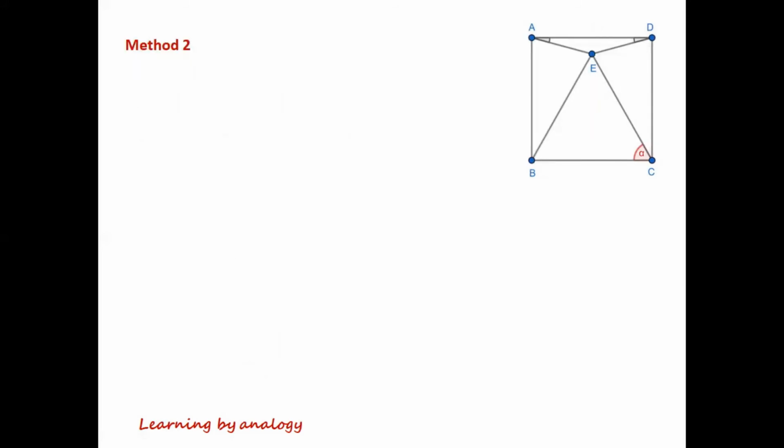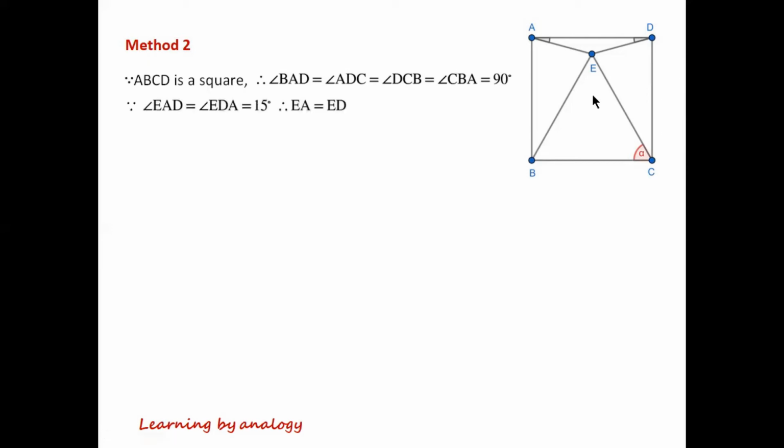We have an alternative method. Because ABCD is a square, each angle is equal to 90 degrees. Because angle EAD equals angle EDA equals 15 degrees, EA equals ED.